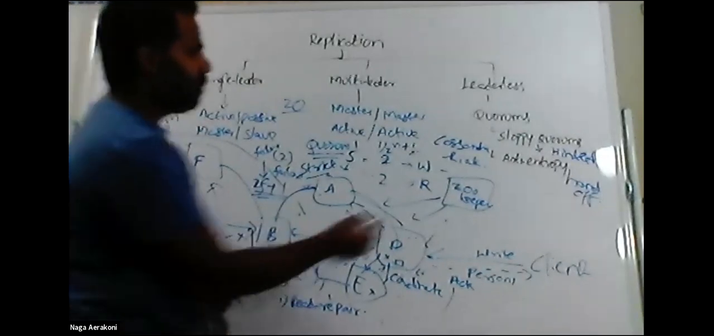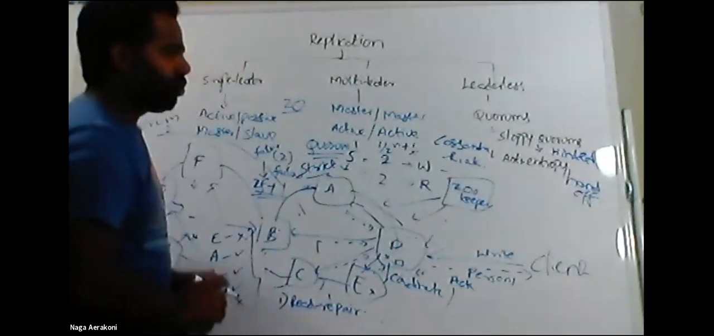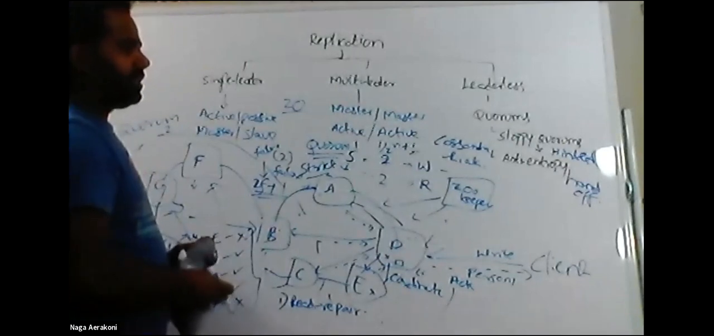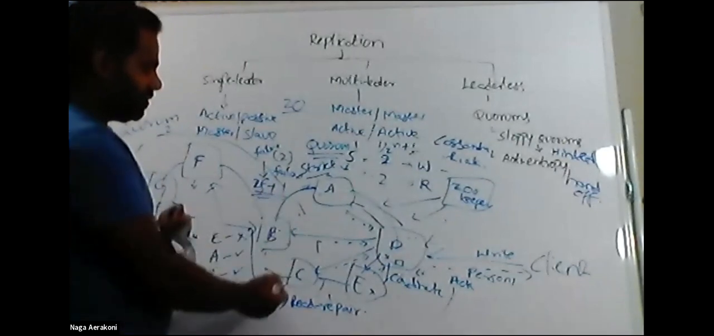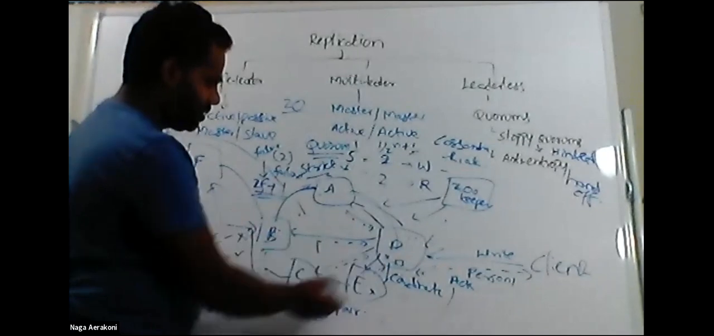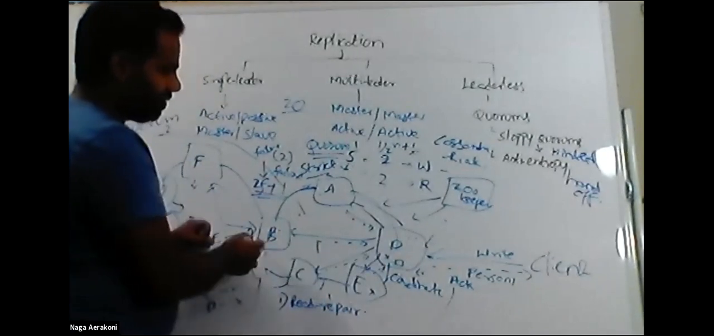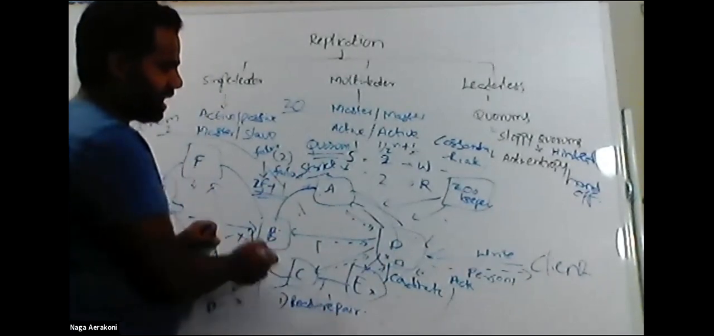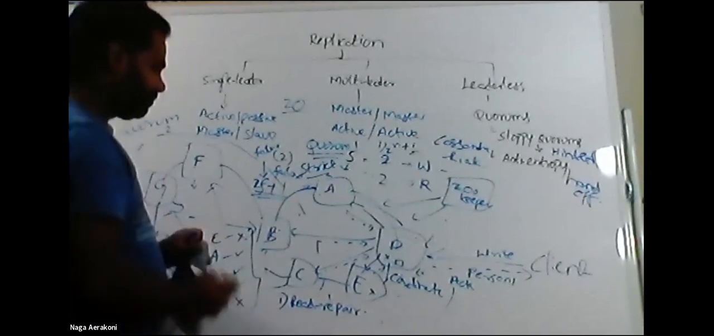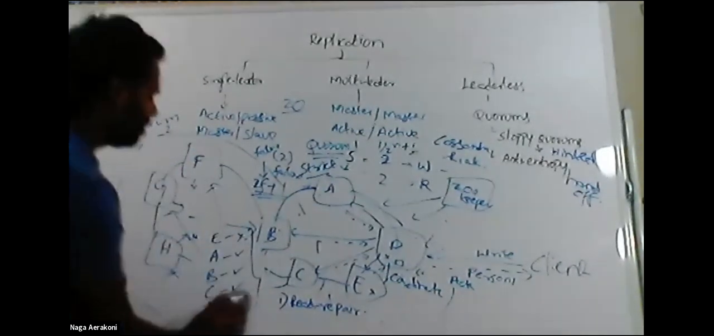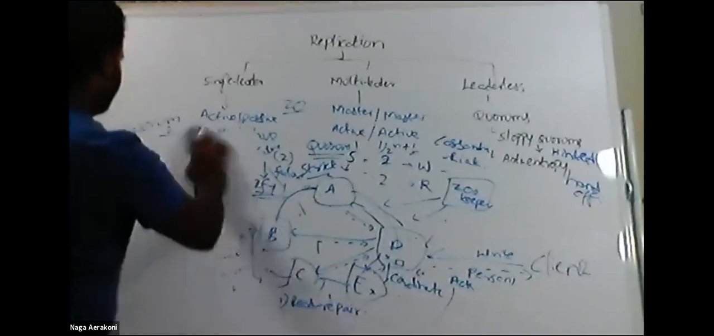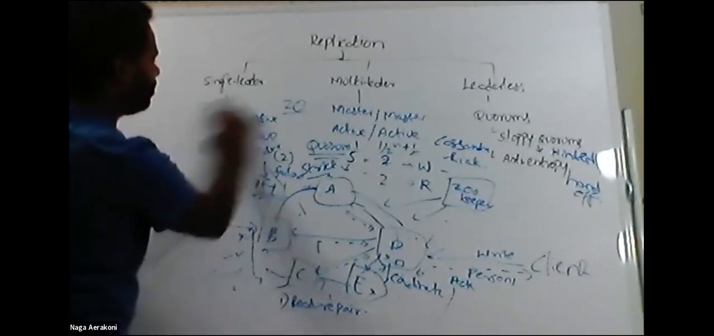For that, we have a background process known as anti-entropy. This anti-entropy is a background process which keeps checking all the nodes: what is their level of data, whether they have the latest data or not. Let's see how that works.